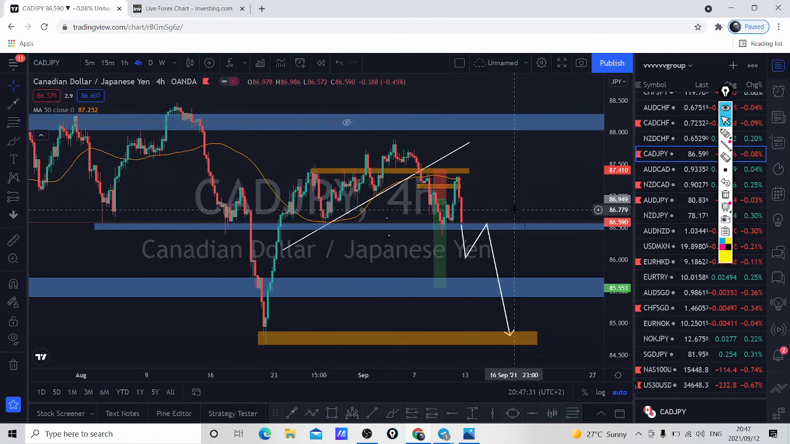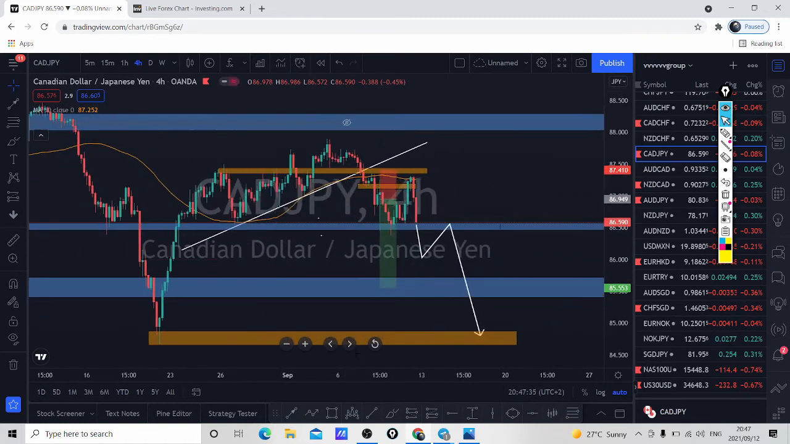Same thing with the CAD JPY. CAD JPY, I'm still waiting for a breakout here. I was almost taken out with this big push here, so I'm expecting a break, retest and then sell. Same thing with the CAD Swiss.